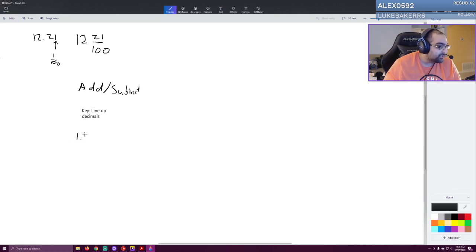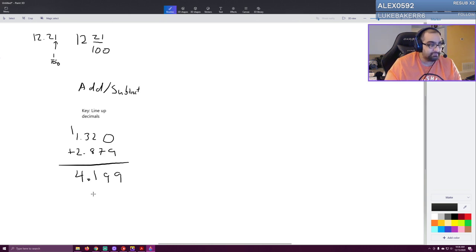Again, just add 1.32 plus 2.879. Notice that the decimals are lined up. You can fill in a gap with a 0, and then you can add straight up. So 9, 9, 3 plus 8 is 11. Put the decimal point here and carry that 1. And so here we get 4.199. It's not hard. You just have to know how to line up the decimals, do the regular addition and subtraction like you normally are used to, and then you should be good to go.